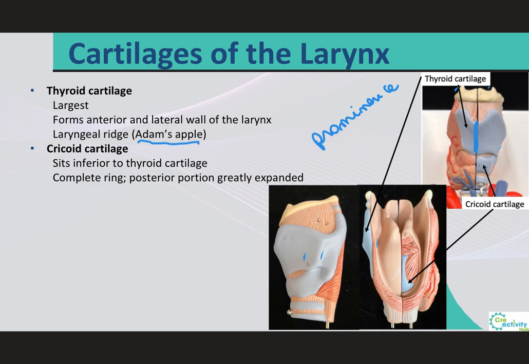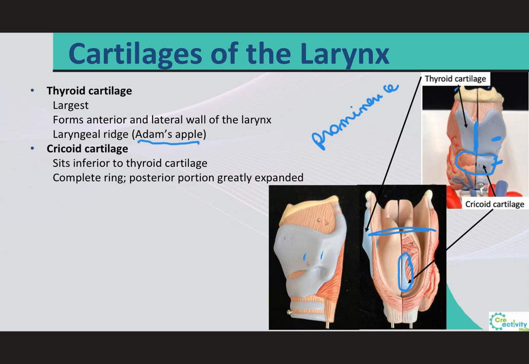Now, the inferior surface of the thyroid cartilage will articulate with the next unpaired cartilage, which is what we call the cricoid cartilage. Therefore, we can say that the thyroid cartilage will sit superior to the cricoid cartilage. Now, different from the thyroid cartilage, the cricoid cartilage actually forms a complete ring, in which the posterior portion is going to be larger than the anterior portion, and therefore it will provide support in the absence of the thyroid cartilage, which is not located posteriorly.